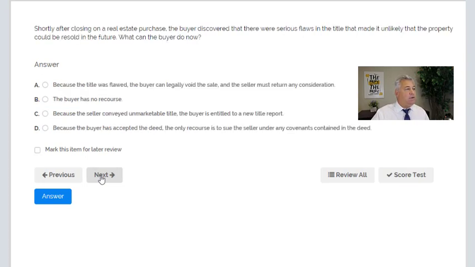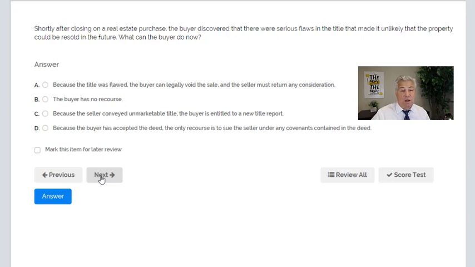Moving on to our next very important question to know. Shortly after closing on a real estate purchase, the buyer discovered that there were serious flaws in the title that made it unlikely that the property could be resold in the future. What can the buyer do now? A, because the title was flawed, the buyer can legally void the sale, and the seller must return any consideration, which is the money, usually. B, the buyer has no recourse. C, because the seller conveyed unmarketable title, the buyer is entitled to a new title report.